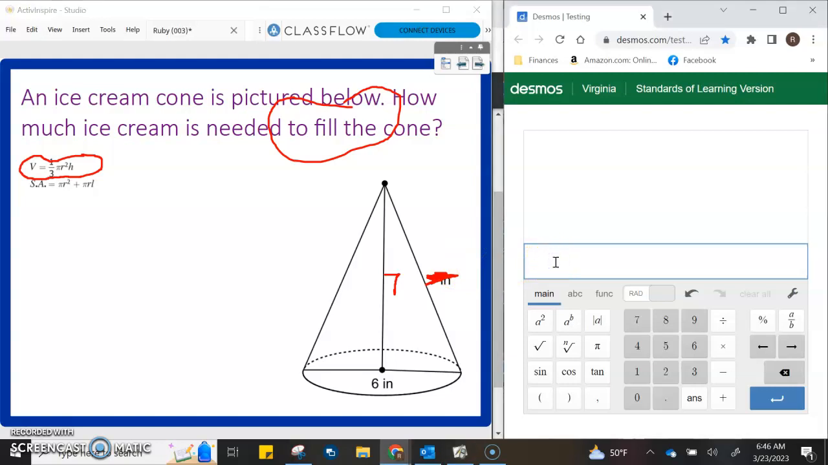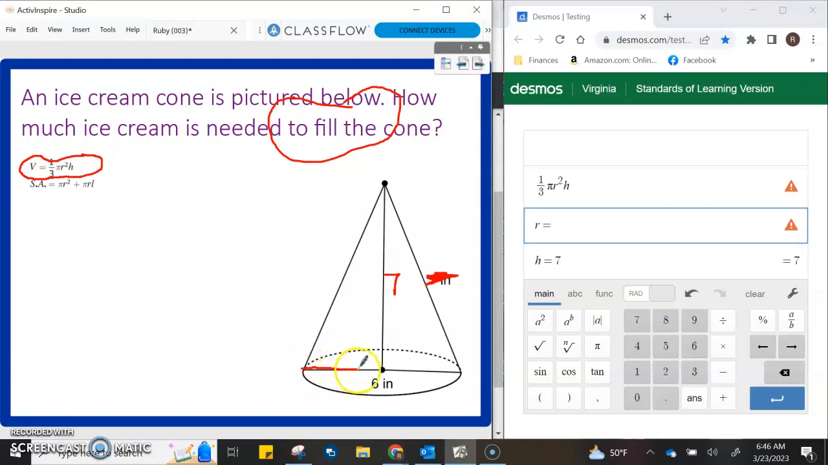So let's come over here, and it is 1/3 pi r squared h. And always check again, make sure you got it right. 1/3 pi r squared h. So now let's tell the calculator what it doesn't know. It knows 1/3 and pi, but it does not know what r is, and it doesn't know what h is. So let's look at that. Well, h is right here from the top, dropped straight down. So h is 7.